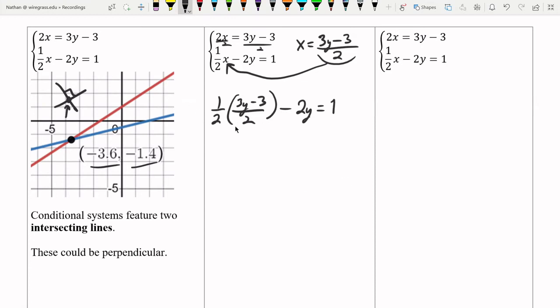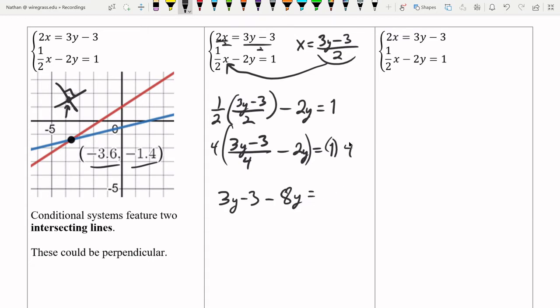And I can multiply these two things together, giving me (3y minus 3) over 4 minus 2y equals 1. To get rid of the fraction, I'm going to multiply everything by 4. That will get me a nicer equation to do. The first one is just going to be 3y minus 3. This is going to be minus 8y. And this is just going to be 4. Okay, combine like terms. I get minus 3 minus 5y equals 4.